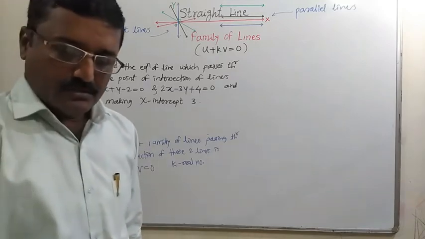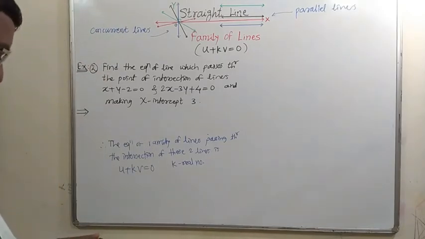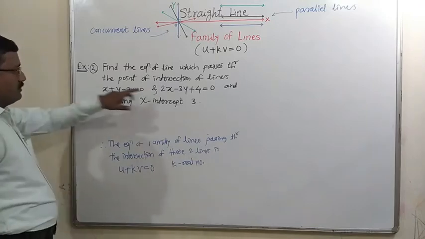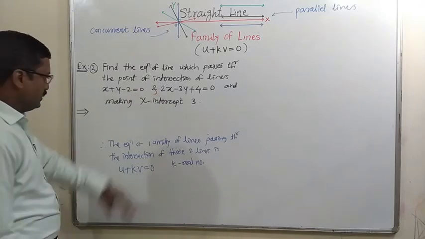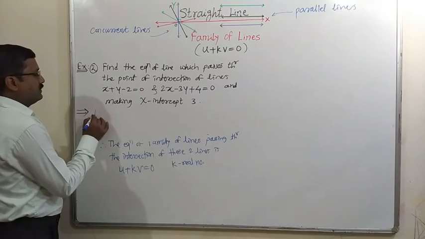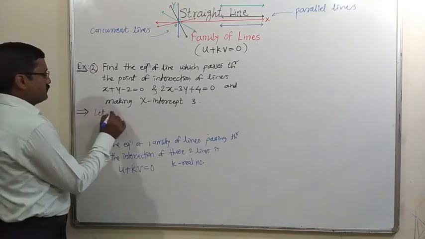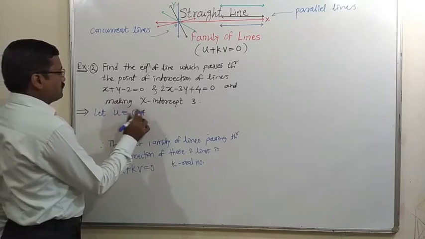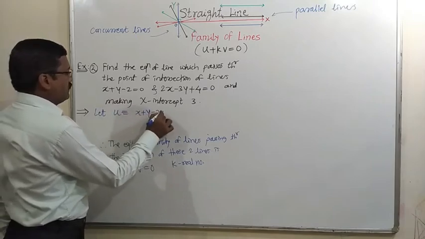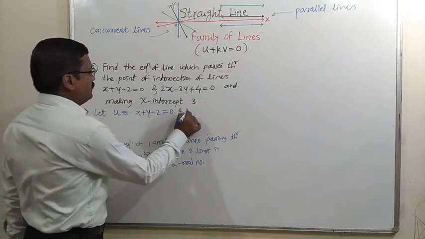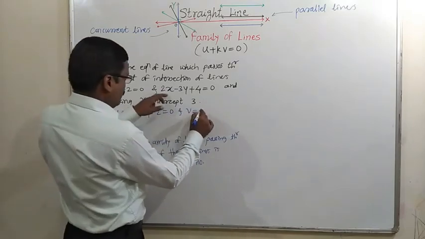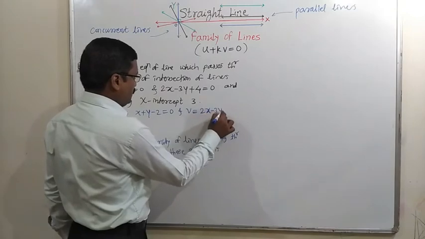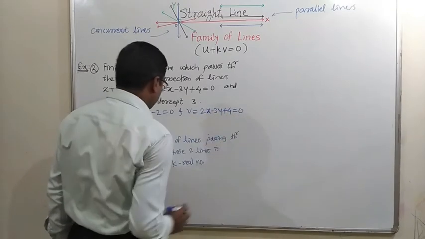Let us use the same family of lines once again. Here consider these two equations as u equal to 0 and v equal to 0. Let u be x plus y minus 2 equal to 0 and v be 2x minus 3y plus 4 equal to 0.